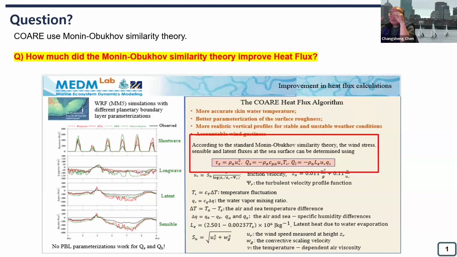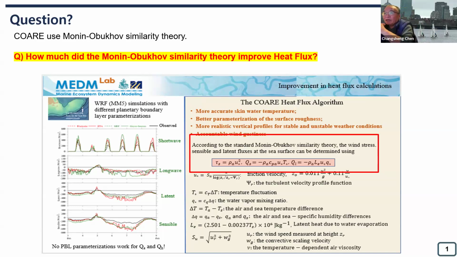So the key issue is that similarity theory does an iteration method to resolve the skin temperature at the sea surface. In this way, you can get a better representation of the air-sea temperature difference, and a better representation of the sea surface roughness. Also the heat flux and the wind, because evaporation is proportional to your wind speed. They can resolve the sea surface wind speed for you instead of using 10 meters.